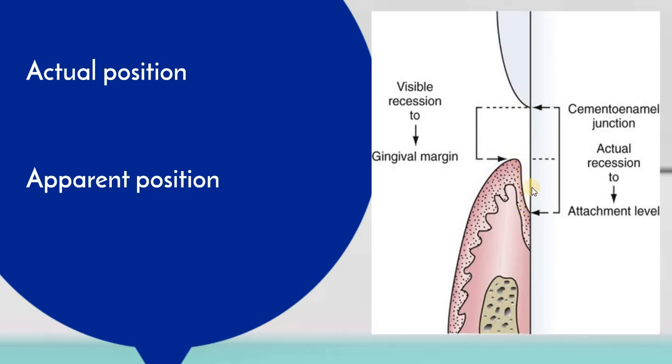Because we have some of the root surfaces here, some of the recession here is covered by the pocket wall. And this root surface is denuded throughout the disease. So this should be also included in the recession, in the measurement of the recession. Because the severity of the recession is determined by the actual position of gingiva, not the apparent position. So this is an important point while you define the recession.